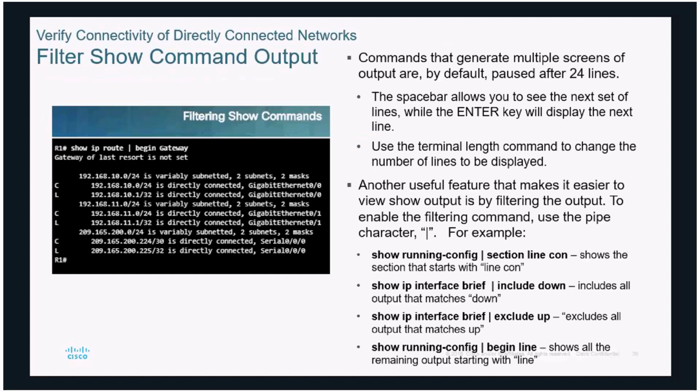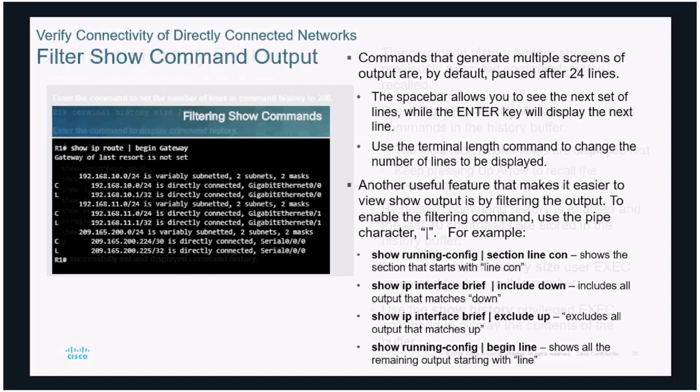So with these four, I can do things like section line con, which shows the section that starts with line con. So you can jump straight down the configuration file to the bit you want. Include down will show you all the stuff that matches down. Exclude up will exclude all of that. And begin line will show you all the line configurations. Just a really useful thing to have is that little pipe character. And now in your CCNA2, you can use these advanced features.